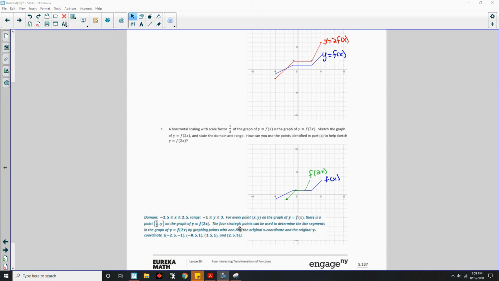The 4 strategic points can be used to determine the line segments in the graph of y equals f of 2x by graphing points with 1/2 the original x coordinate, which is what I did, and the original y. And those points that were used were -2.5, comma -1, -1/2, comma 1, 1.5, comma 1, and 2.5, comma 3.